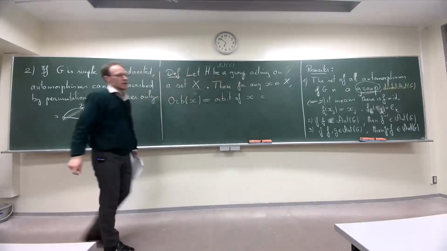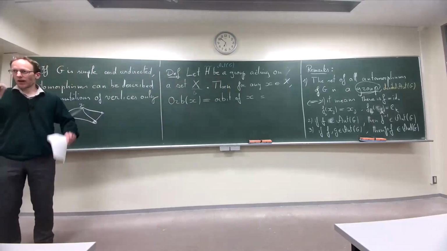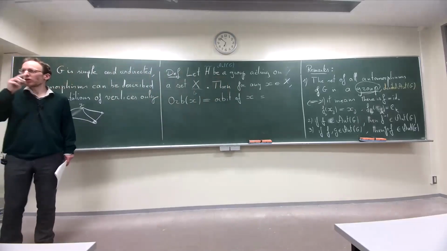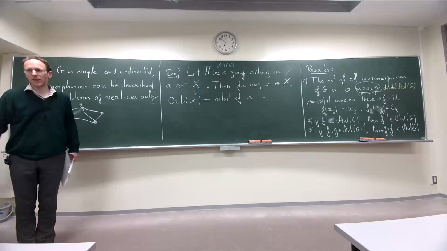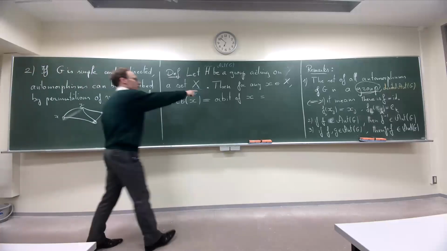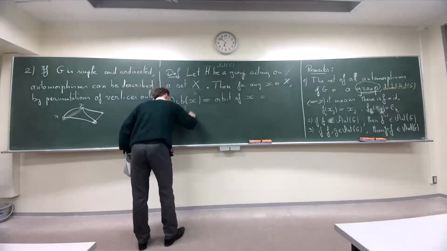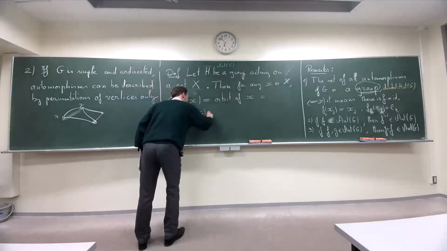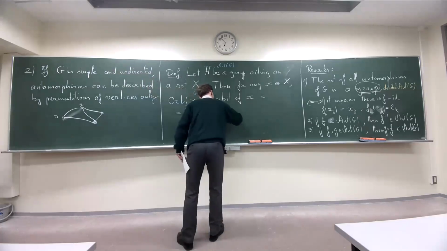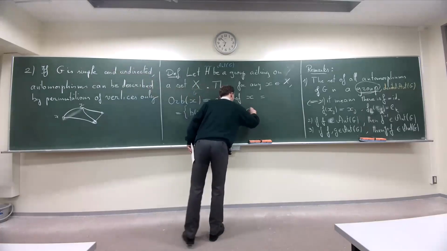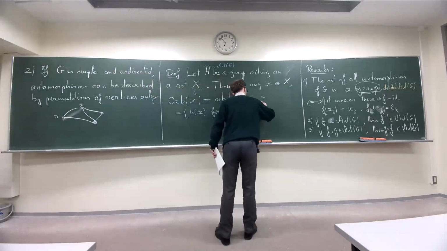It's a definition. You have a set, you have something acting on it. So you take a point and you look at all the images of this point. So this orbit of X, let me describe it, is the set of H of X for any H belonging to the group.